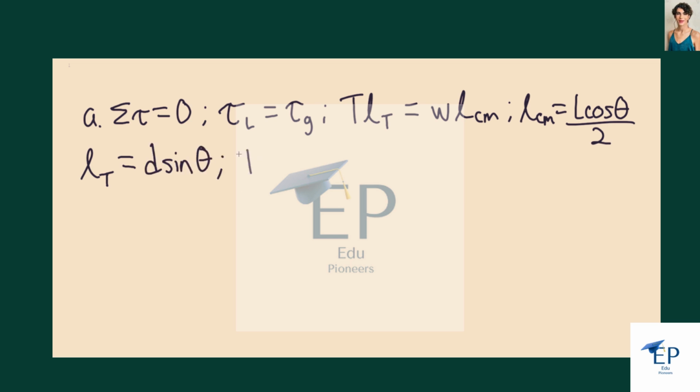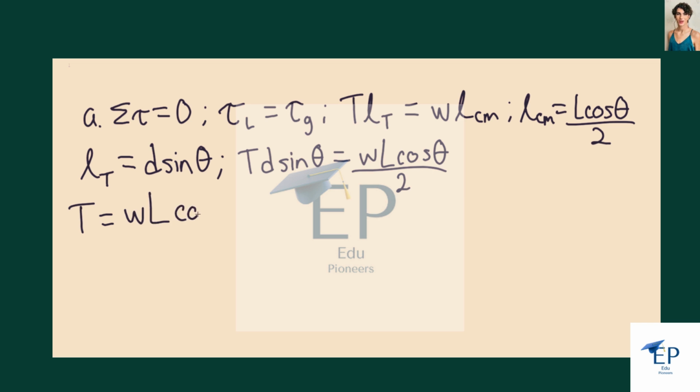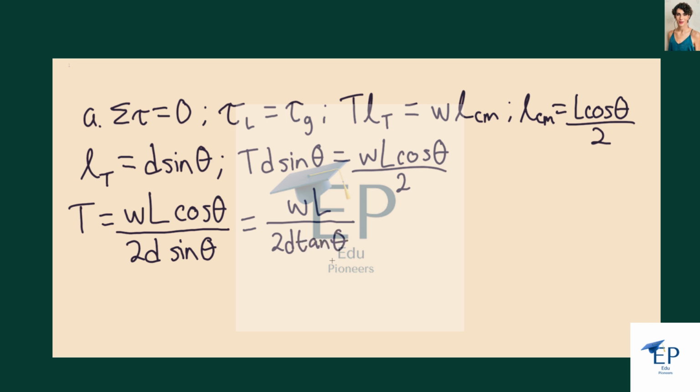So we can say that T d sine of theta is going to be equal to the weight times L cosine theta divided by 2. So T is going to be equal to the weight times L times cosine of theta divided by 2d sine of theta. And this is going to be equal to the weight times the length divided by 2d tangent of theta.